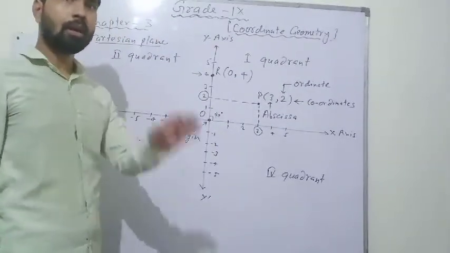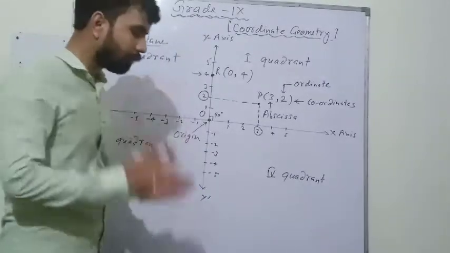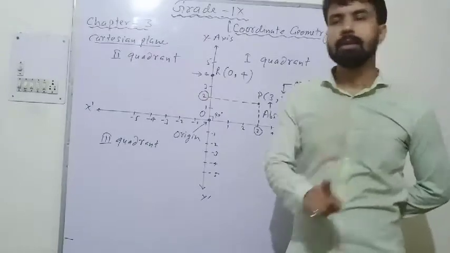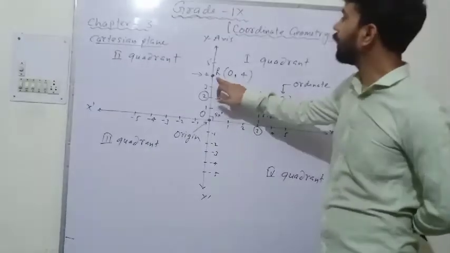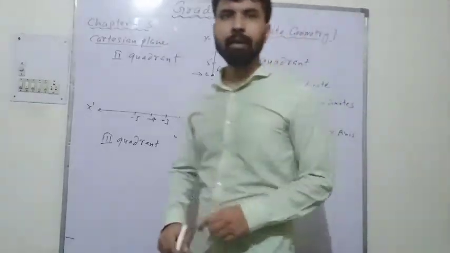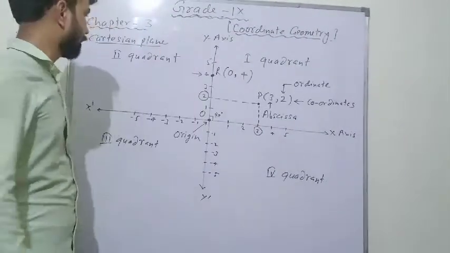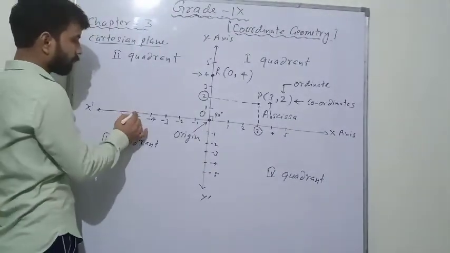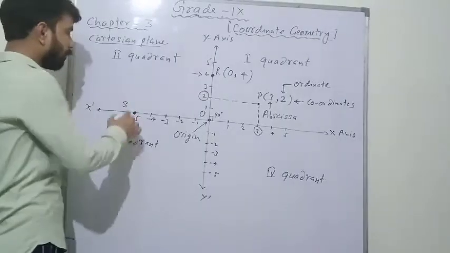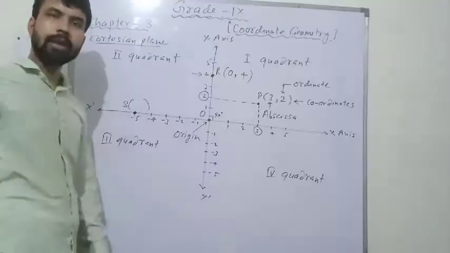Got it? So always keep in your mind, whenever a point lies on the y-axis, its abscissa will be 0. So the coordinates of R will be (0, 4). Got it? Similarly, if a point lies on the x-axis, suppose this point is S, and I want to find its position. What are the coordinates of this?